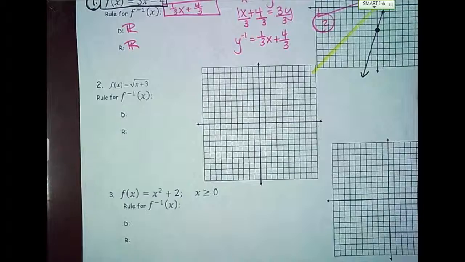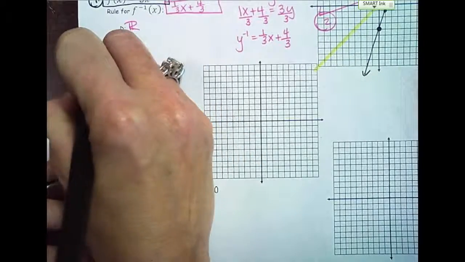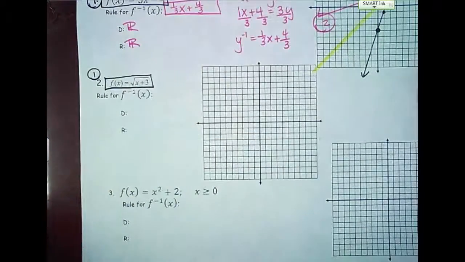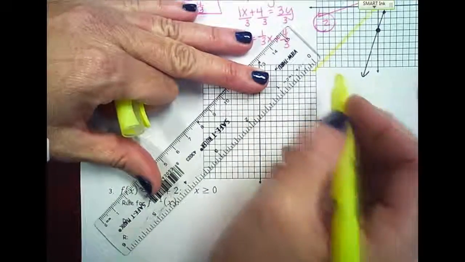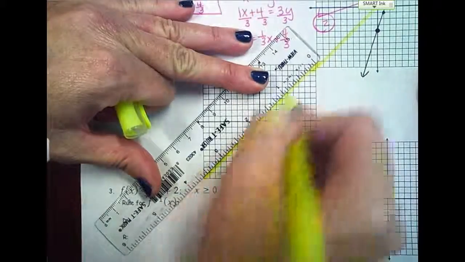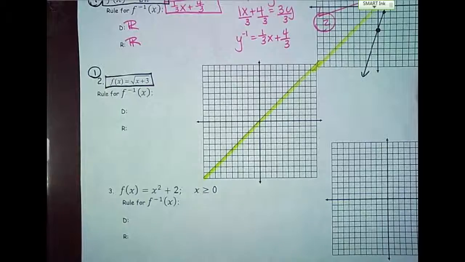Okay, it says graph both lines. So I'm going to put this one around in black and number it line 1. I'm going to do the same thing. I'm going to make my y equals x line. You're not required to do this, but it sure makes it easier to check. I'm going to graph it.